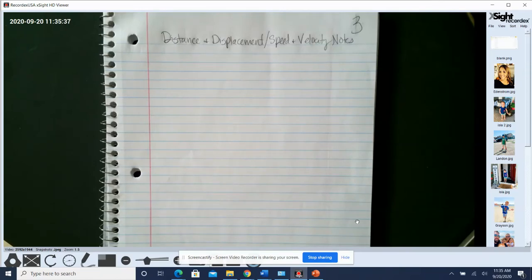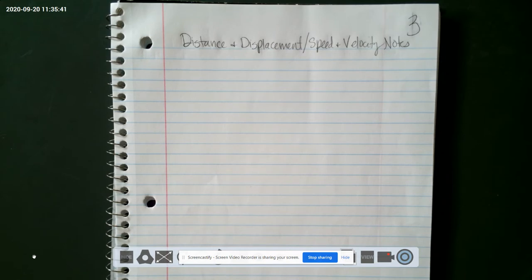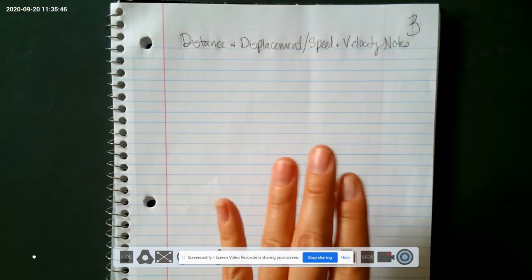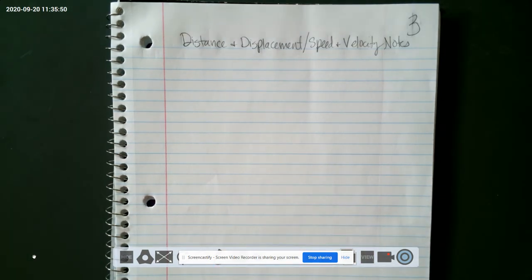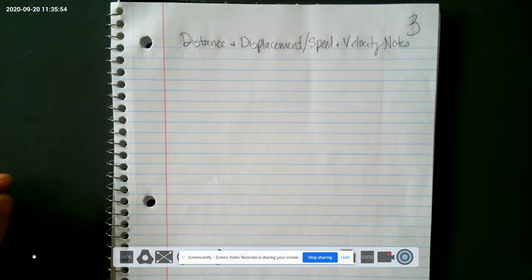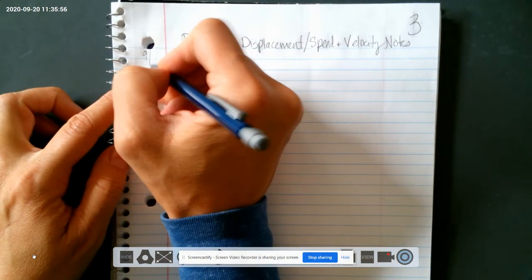Okay, so we are going to do some distance and displacement, speed and velocity notes. On your notebook, you're going to want to go to the next page. After your CK12 readings that you did, you're going to move on to these distance and displacement, speed and velocity notes. I'm going to jump over to a PowerPoint in a second.